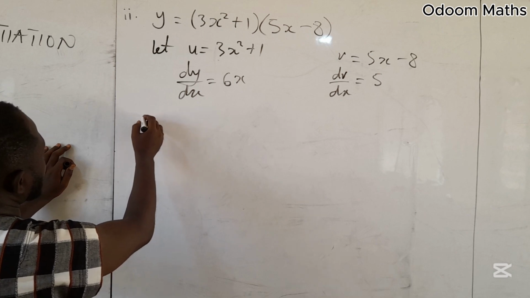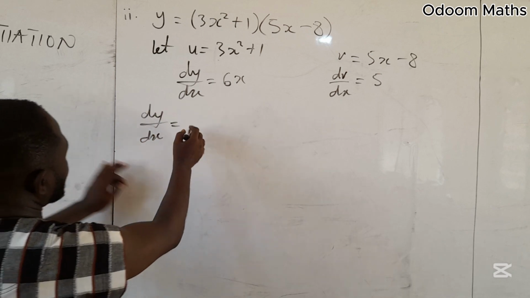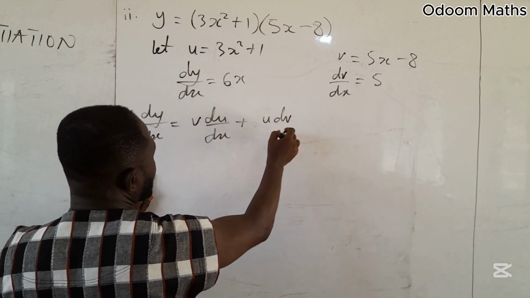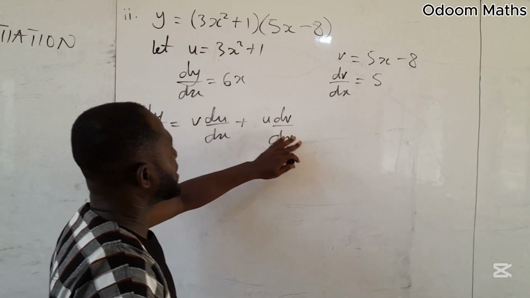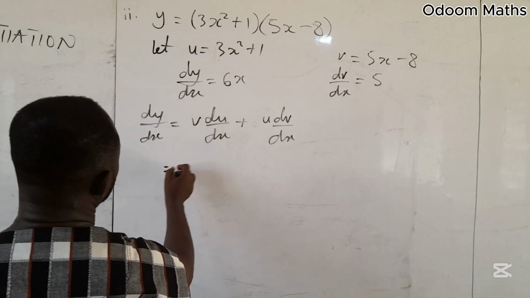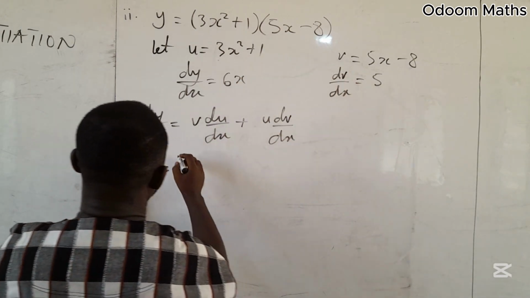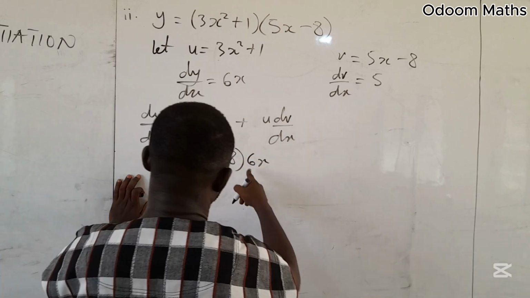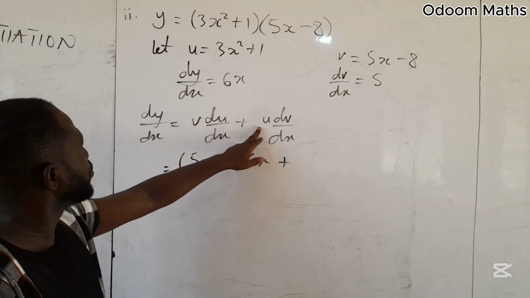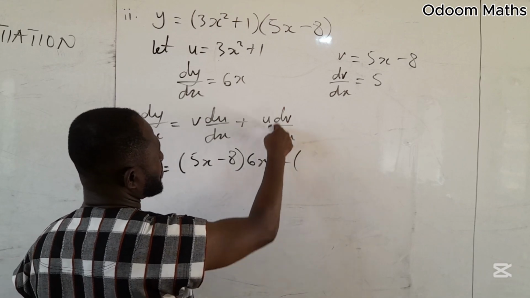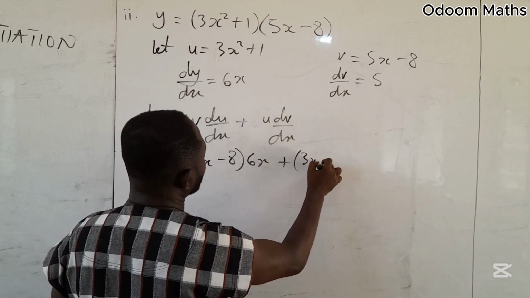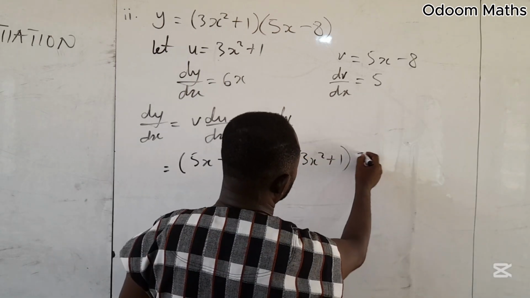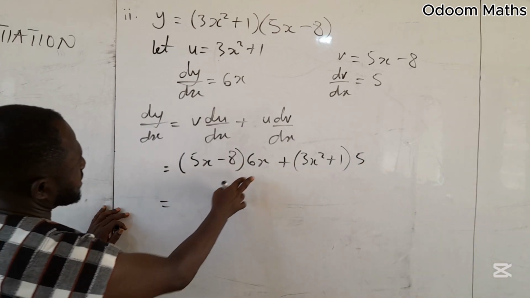So the rule says that dy dx is equal to v du dx plus u dv dx. It can be u dv dx plus v du dx. Addition is commutative. So my v is this one, that is, in brackets, 5x minus 8. Du dx is 6x, so 6x, multiplying this. Then plus my u is this one. Since it's going to multiply this, let me put it in brackets, 3x squared plus 1. Then dv dx is 5, so times 5. So now let me expand.